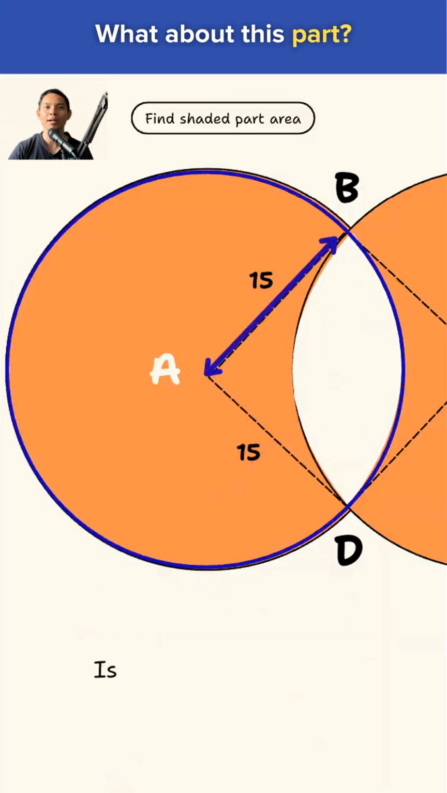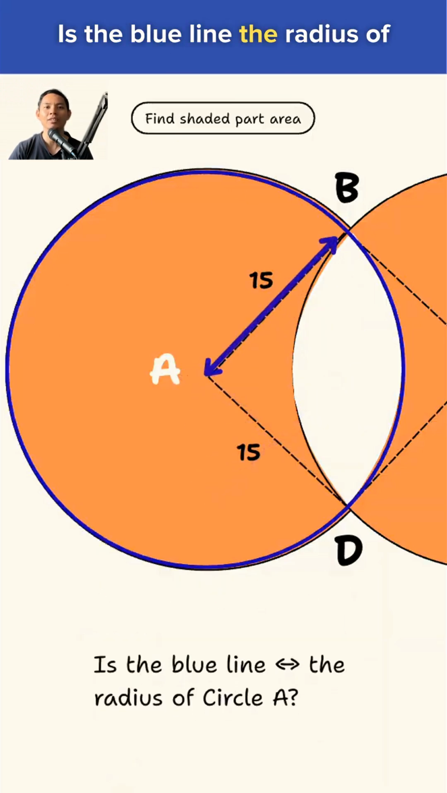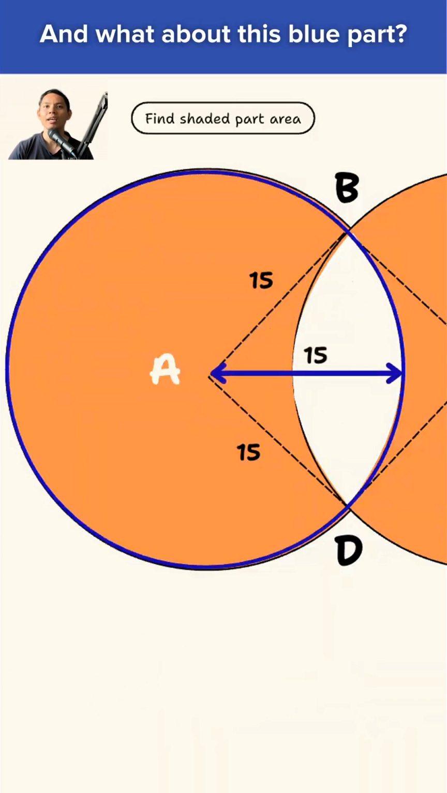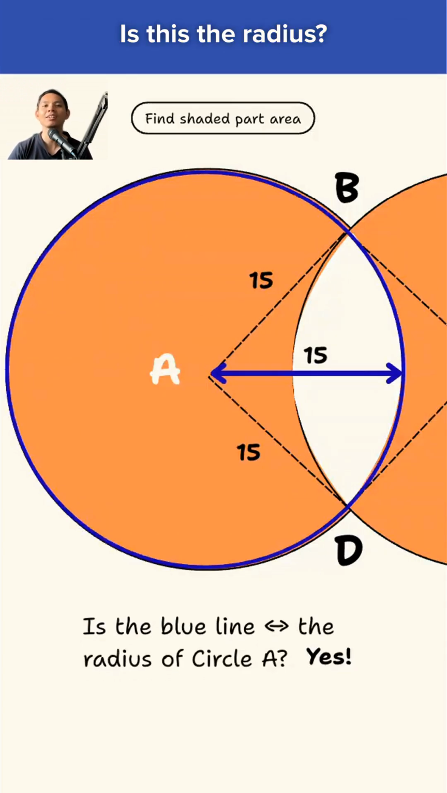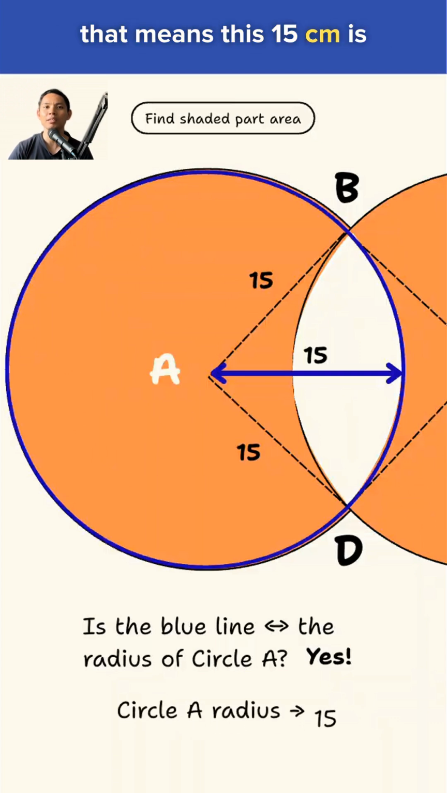What about this part? Is the blue line the radius of circle A? If you say yes, you're right. Okay. And what about this blue part? I think you can guess. Is this the radius? Yes, it is. Since A is in the middle and the sides of the square is actually touching the circle, that means this 15 centimeters is actually the radius of circle A.